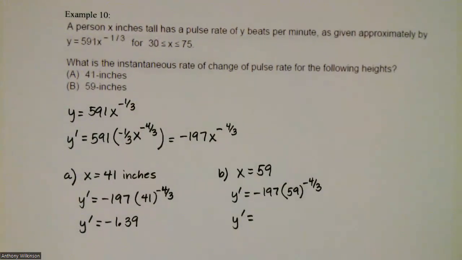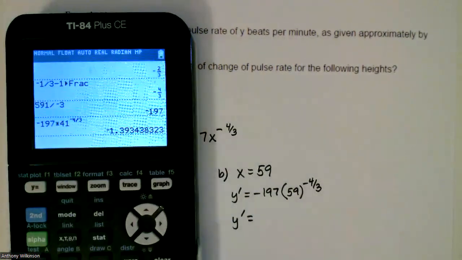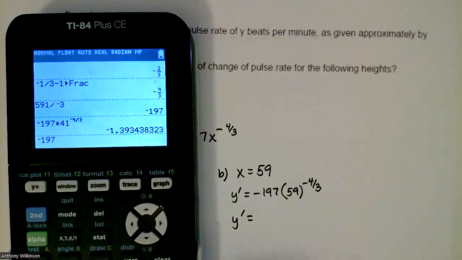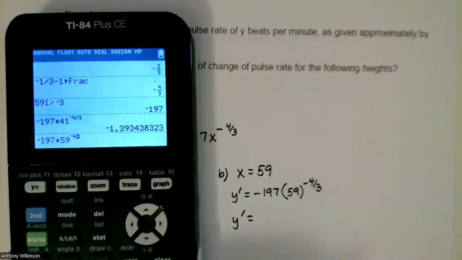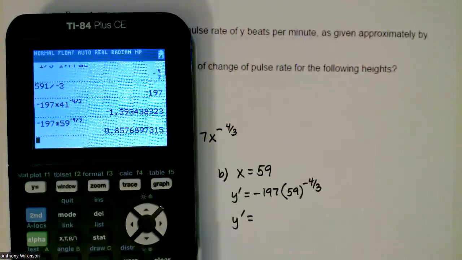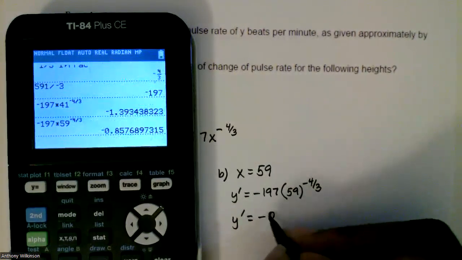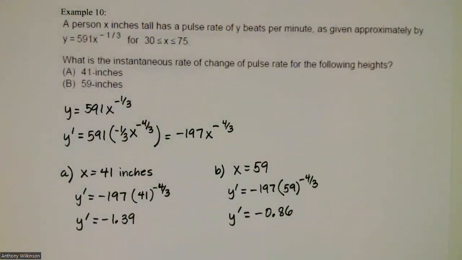So y prime would be, in this case, negative 197 times 59. Press the hat key for your exponent, negative 4 divided by 3. To 2 decimal places, this will be approximately negative 0.86. So that's your instantaneous rate of change of pulse rate for someone who's 59 inches tall.